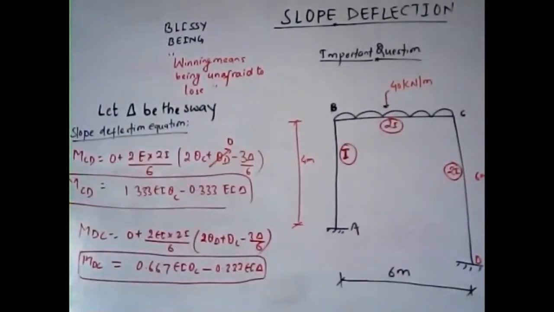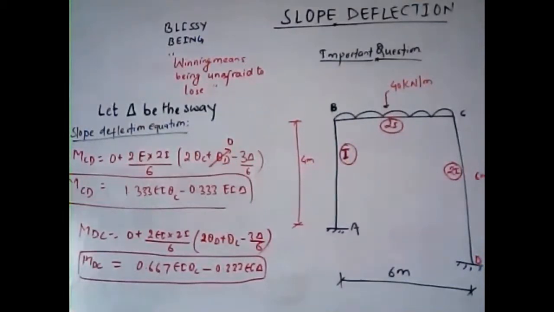Likewise, using the slope deflection equation in CD and DC. So first we apply the slope deflection equation in CD. So MCD equals the fixed end moment plus 2E into, so your I is given as 2I, so 2I by L. L in this section CD is 6 meter. So you substitute 6 here, and 2 theta C.